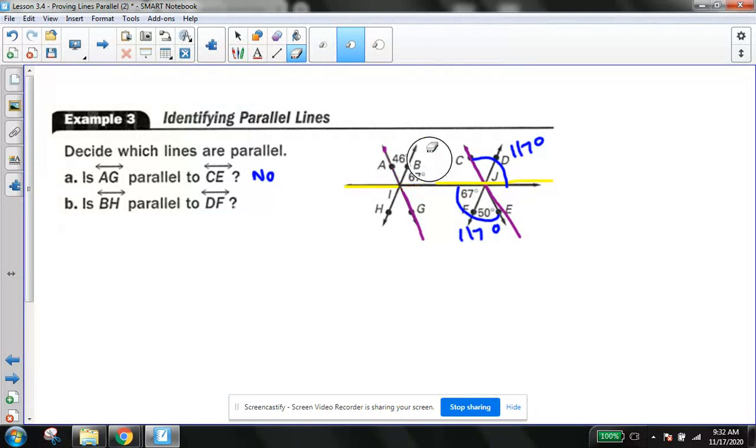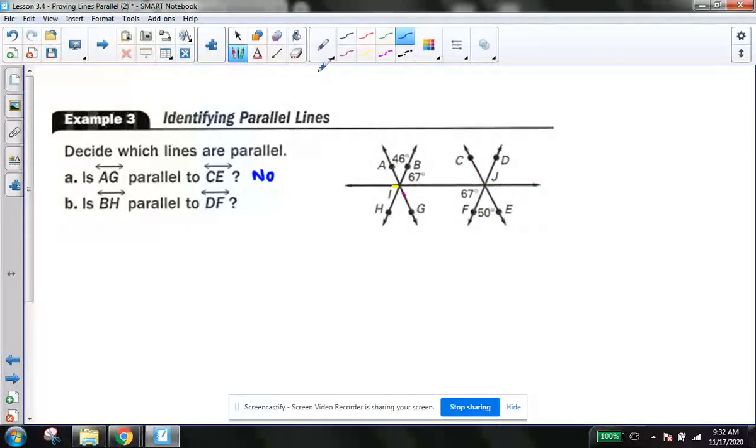All right, I'm going to erase everything that I have here. And I'm going to do the same thing and test out right now to see if BH is parallel with DF. And again, I'm going to use that yellow line as my transversal.